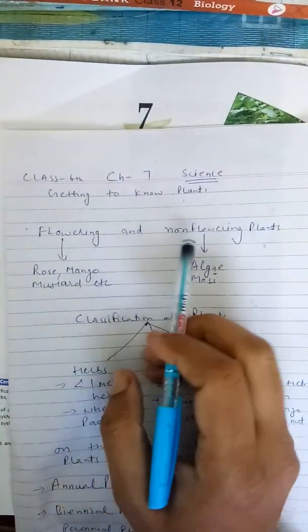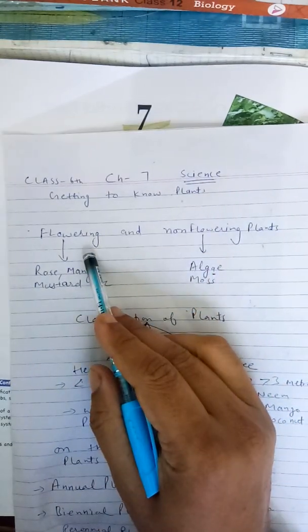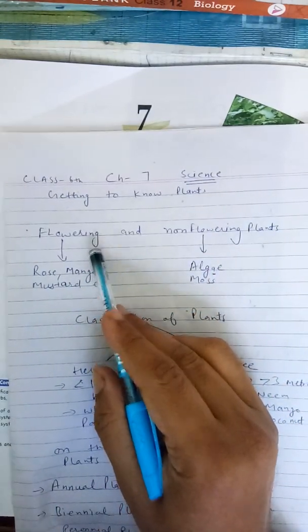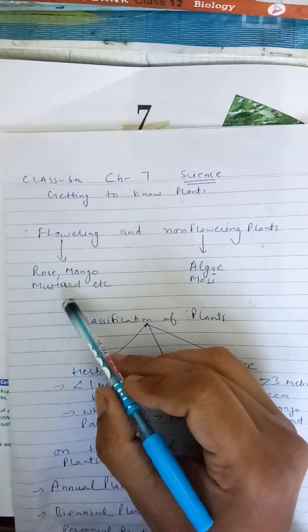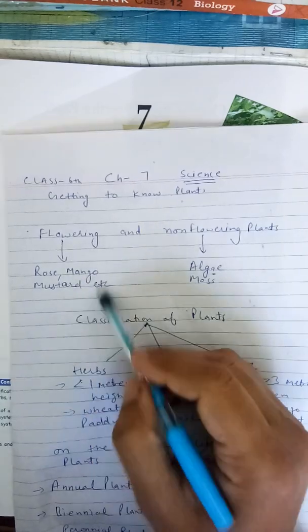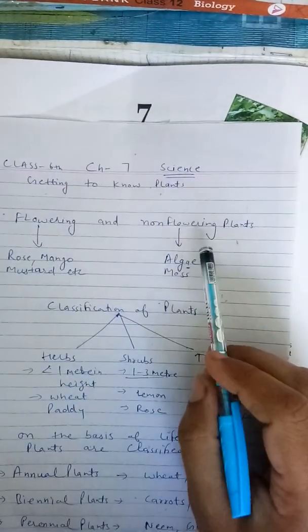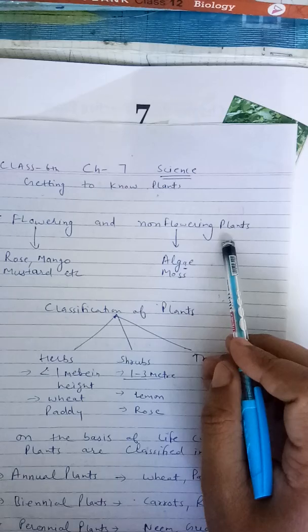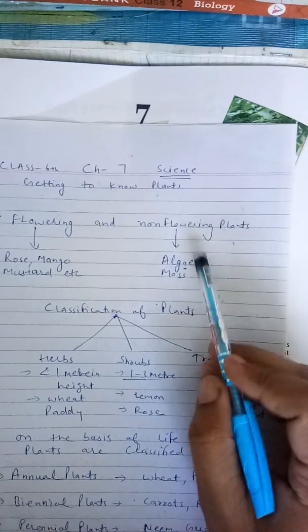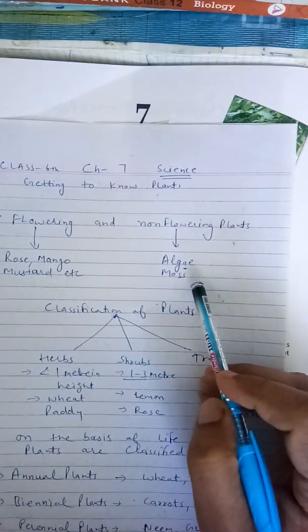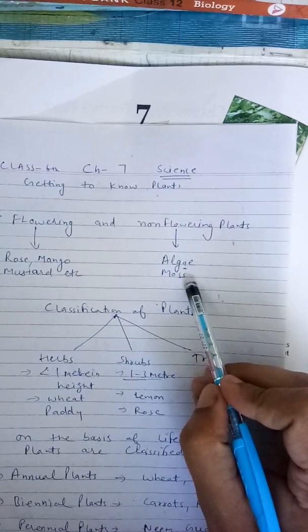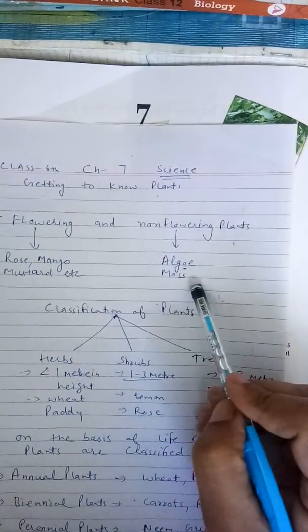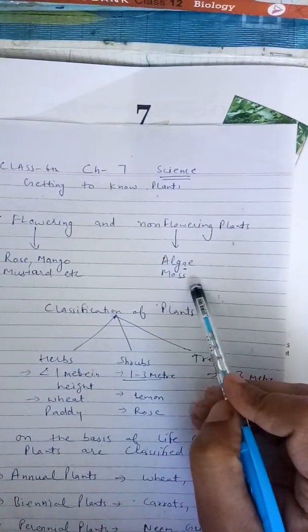So first of all I talk about flowering and non-flowering plants. Flowering plants are those plants which bear flowers, like on a rose plant we see rose flowers; mango and mustard are also flowering plants. Non-flowering plants are those which do not bear flowers, like small microscopic plants such as algae and moss. These are smaller in size. We will discuss them in detail in later classes.